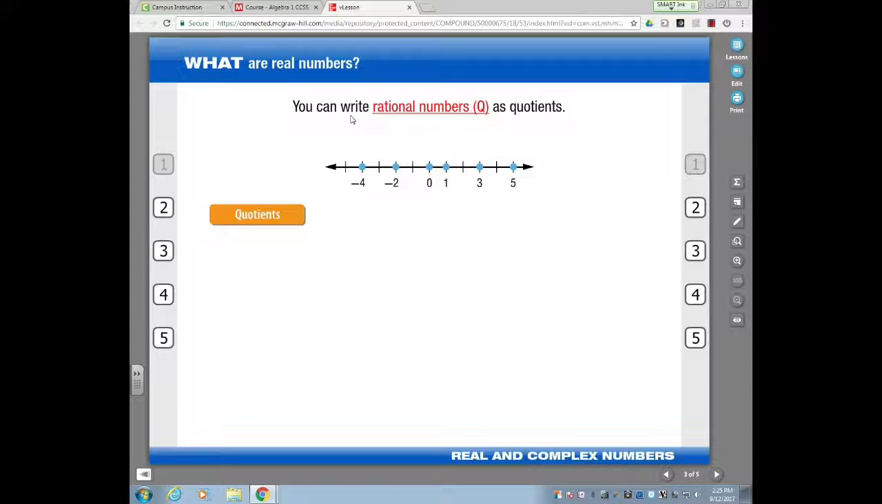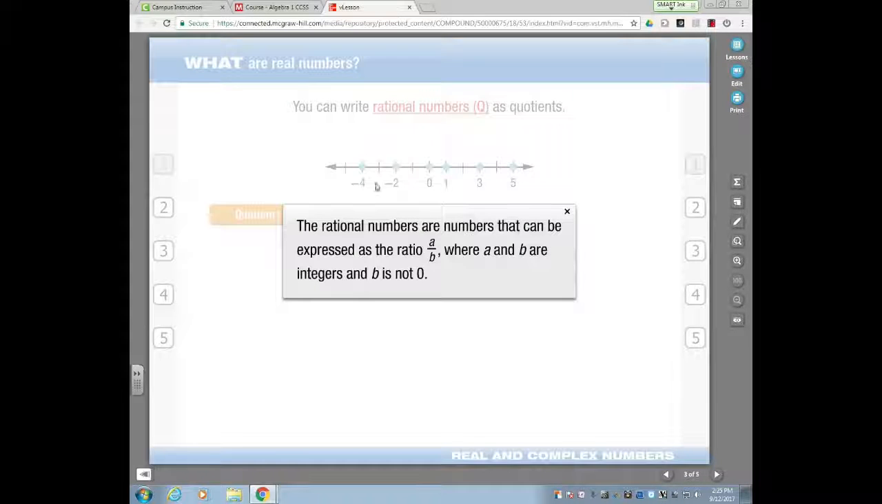After integers, we have what is called rational numbers. Rational numbers, sometimes known by the letter Q, as quotients. The rational numbers are numbers that can be expressed as the ratio of A over B, where A and B are integers and B is not 0. So that means that there can be no decimals in A or B because they are integers, and the denominator cannot be 0.